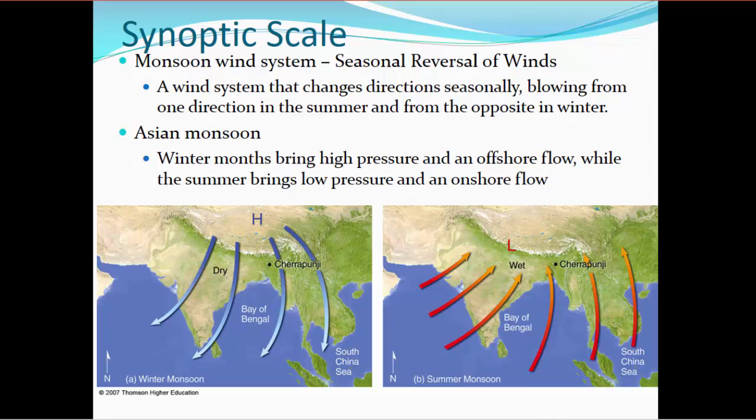So monsoon wind system is a seasonal reversal of winds, a wind system that changes direction seasonally, blowing from one direction in the summer and the opposite in the winter. In the Asian monsoon, again, the winter months bring high pressure and an offshore flow, while the summer months bring low pressure and an onshore flow.